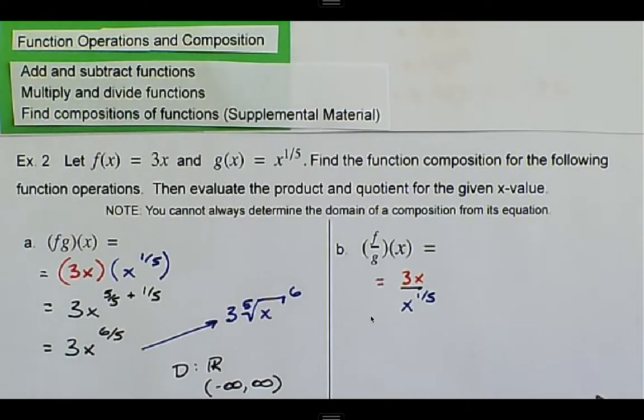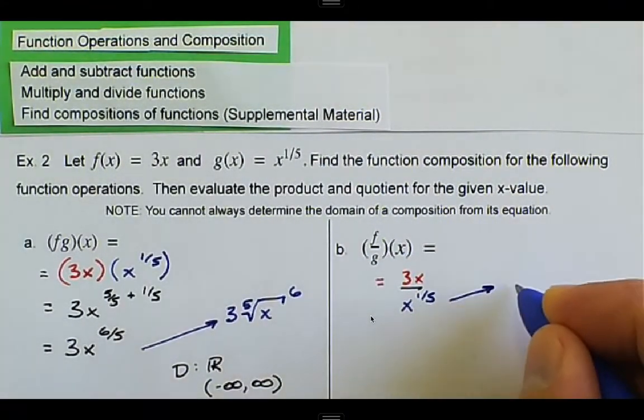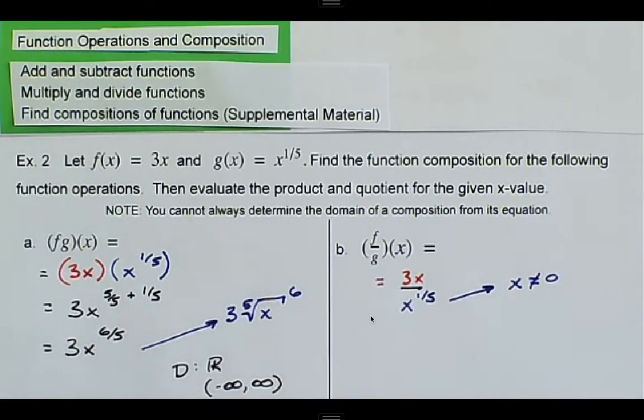So right away, because we have division, we know that in the denominator, our domain is limited right here. x cannot equal 0. So we know that already, because we cannot substitute 0 in here and have anything divided by 0. That doesn't work.